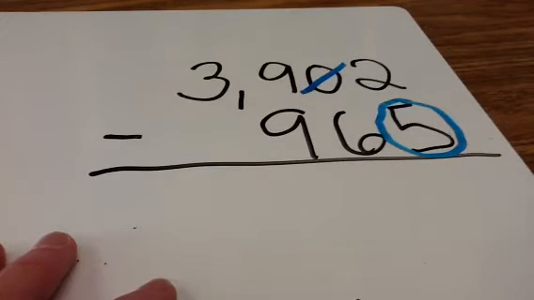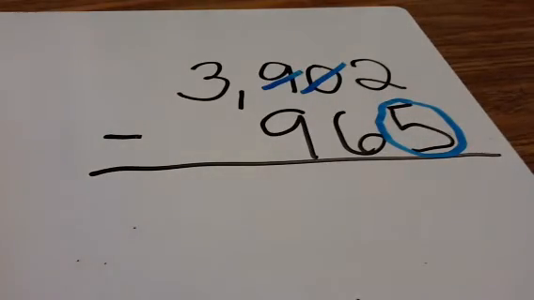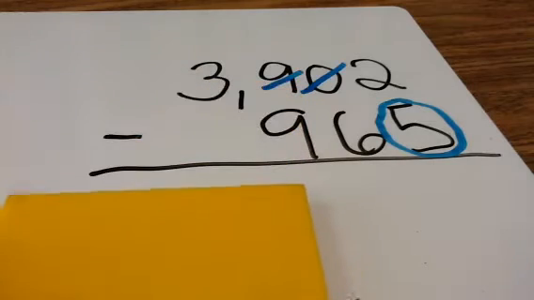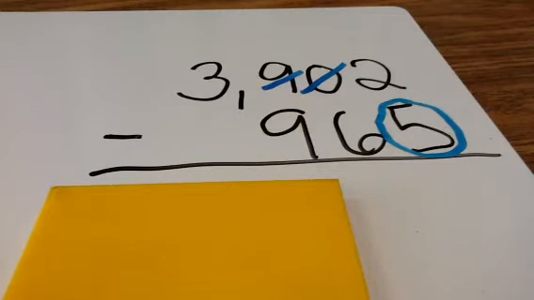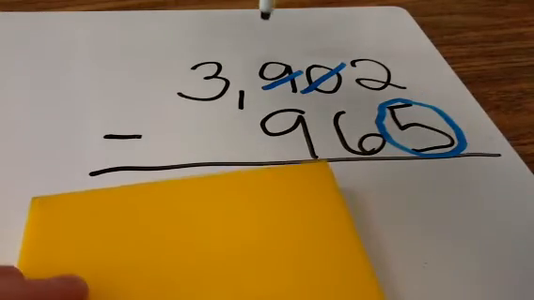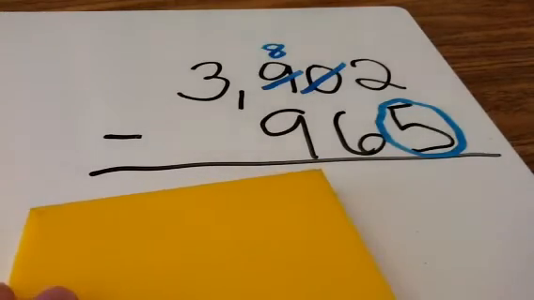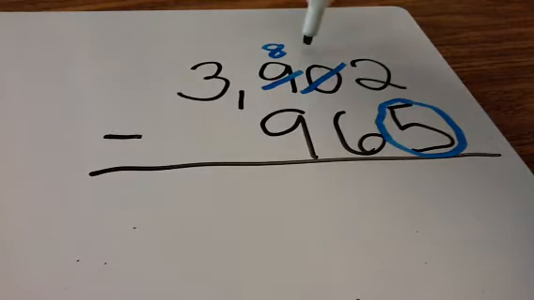So I'm going to go down to the 9. I'm going to take one of my hundreds and I'm going to trade it in for tens. So I'm going to take 100. So now I have 8 left and trade it in for 10 tens.